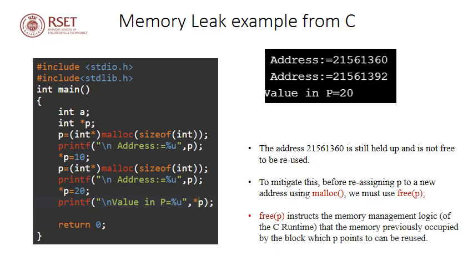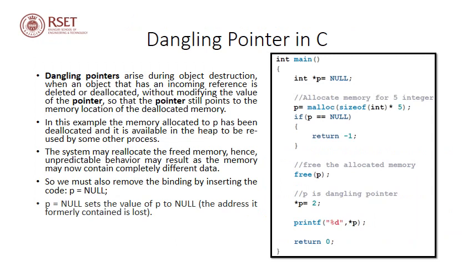To mitigate this, before reassigning P to a new address using malloc, we must use the function free of P. Free of P instructs the memory management logic that the memory previously occupied by the block which P points to can be reused. Now we'll discuss another issue associated with dynamic memory allocation, which is dangling pointer.